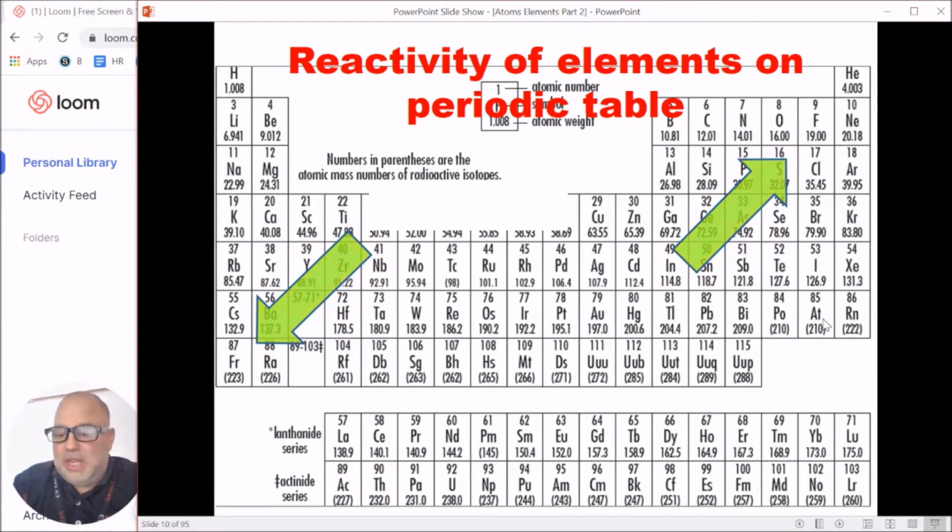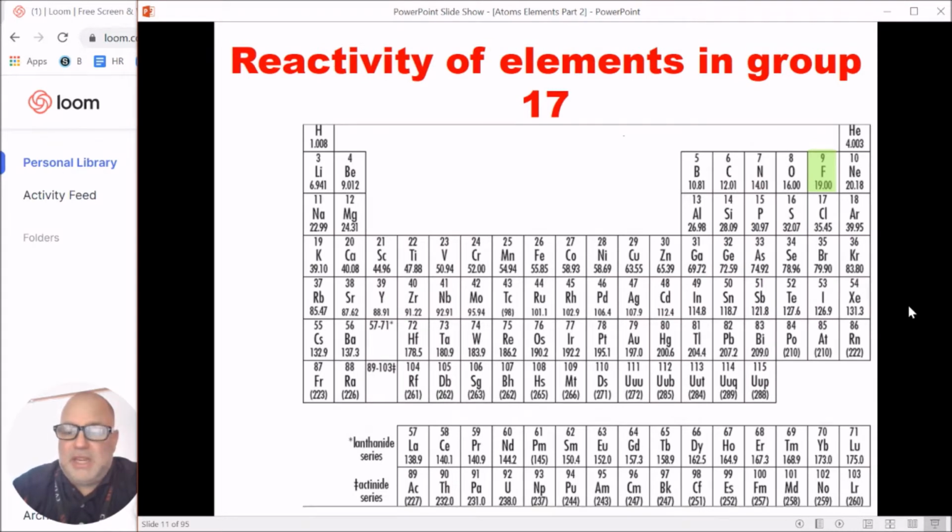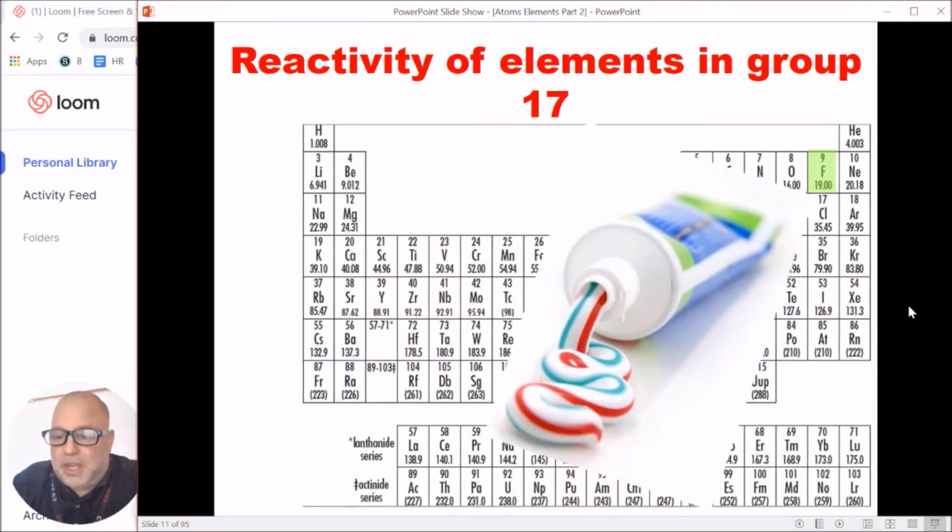And same thing, these elements, very reactive, iodine and stuff like that, but not as reactive as bromine and chlorine, and then fluorine is very, very reactive, and so is oxygen up in here, right? So that's kind of a general pattern that the elements on the periodic table follow as far as their reactivity goes. So let's look at a couple of these, like fluorine, for example.